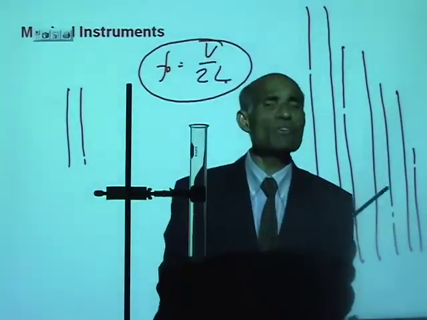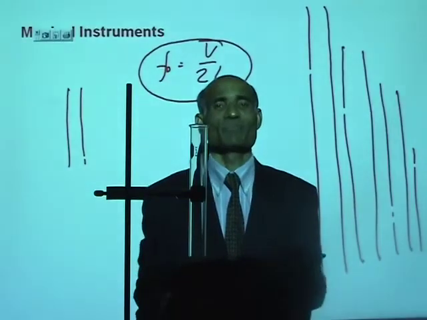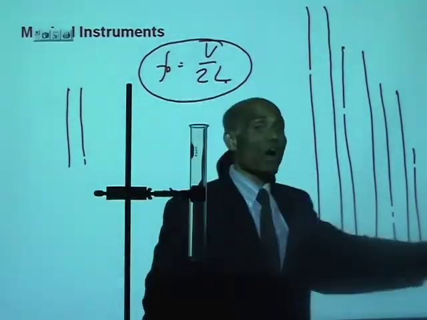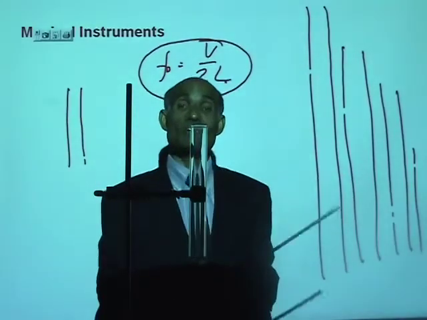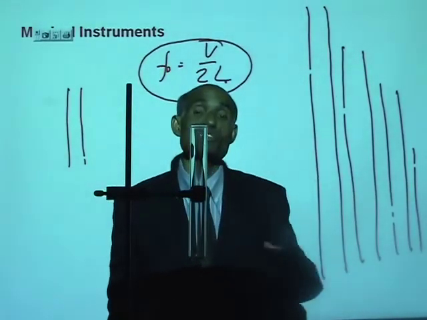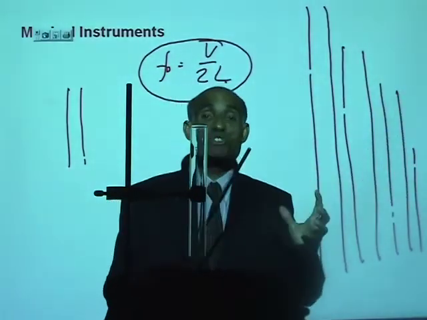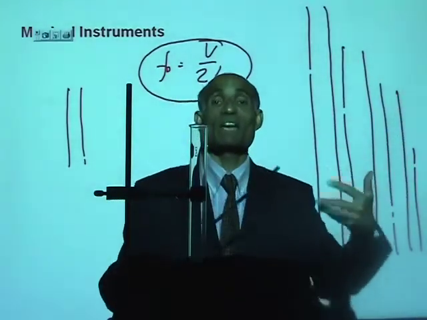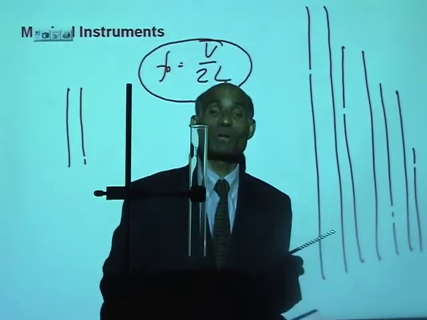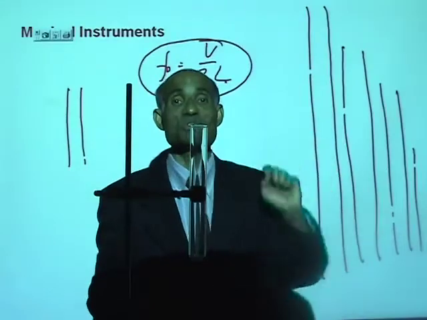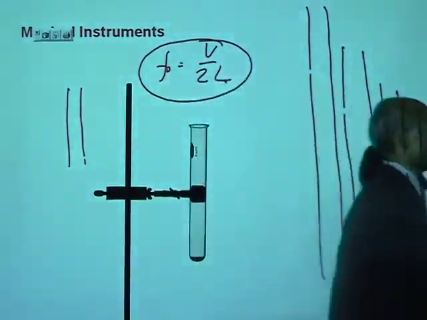Now, how many of you have seen a church organ? A church organ consists of an array of these tubes. Actually, there are church organs which contain more than 1,000 tubes. Each tube produces a fundamental frequency of its own. So all the musical notes, each note is produced by a tube. Okay, let's move on now.